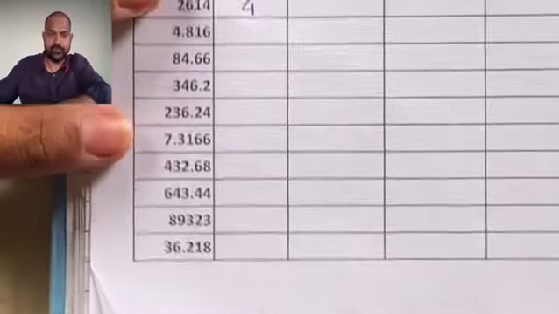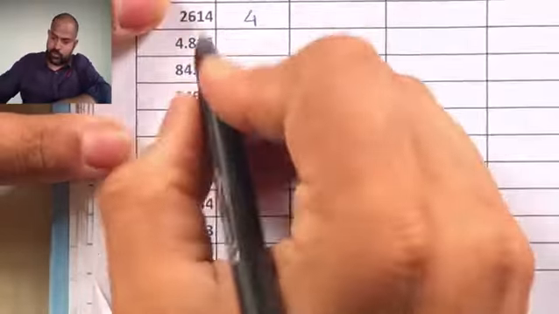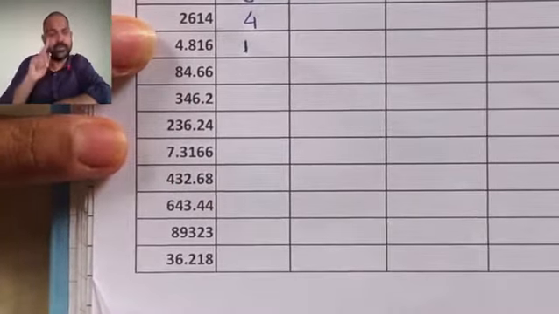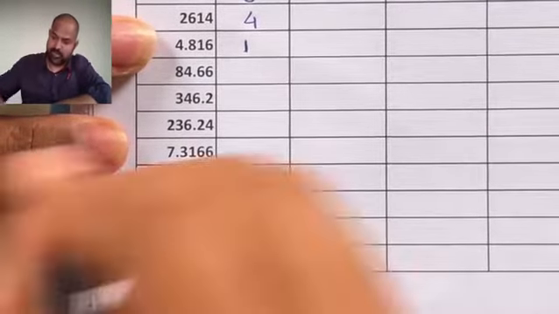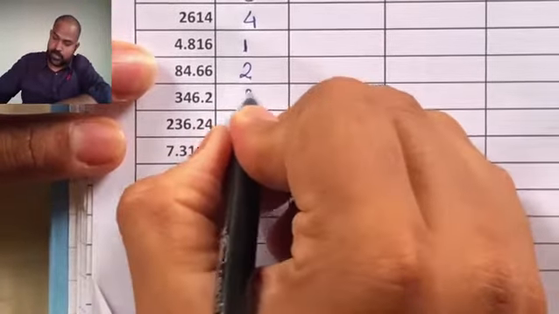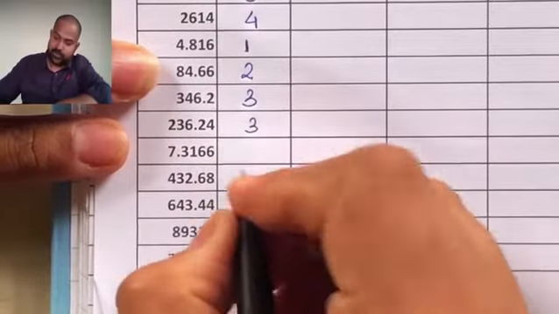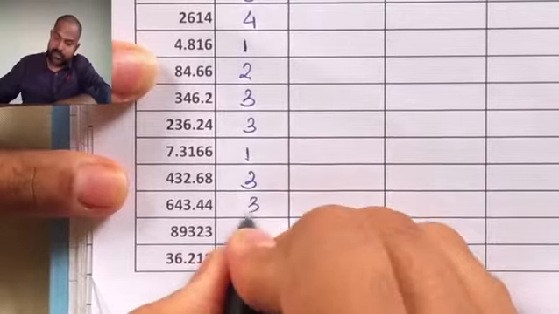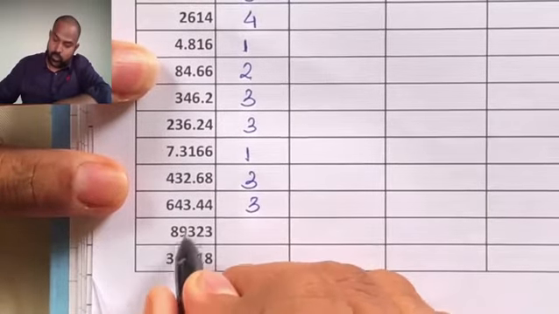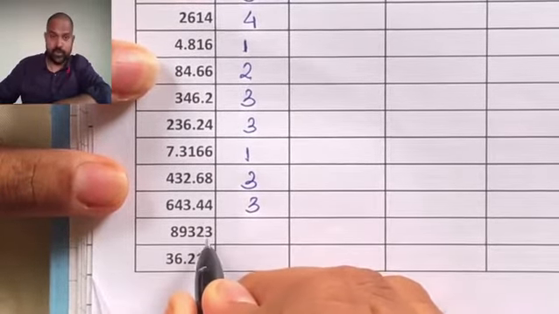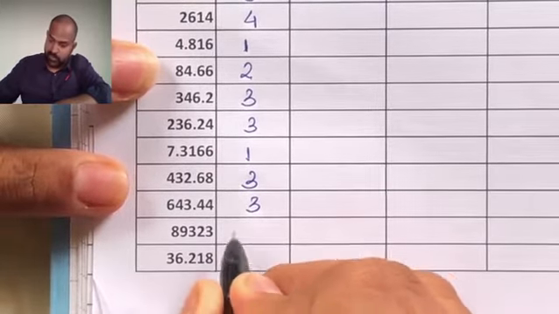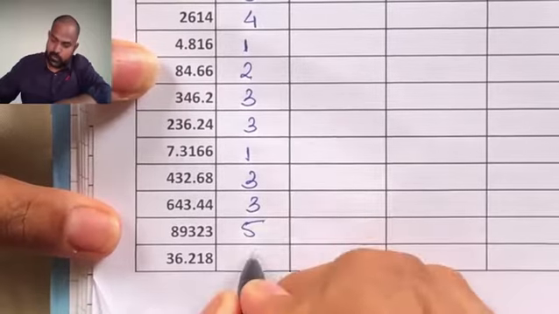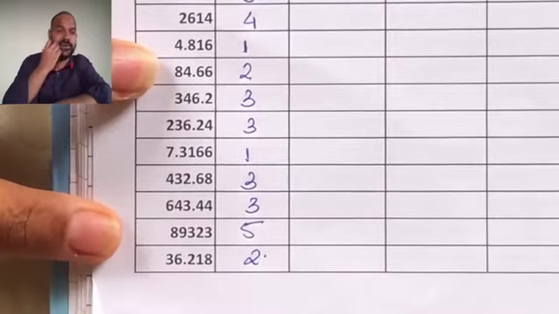Let's continue. 4.816 is 1 place before the decimal. Before the decimal there is only 4. So it's 1 place. 2 places, 3 places, 3 places, 1 place, 3 places, 3 places, 1, 2, 3, 4, 5. So the decimal is after the 3. So there are 5 places before the decimal. And 1, 2, there are 2 places before the decimal.